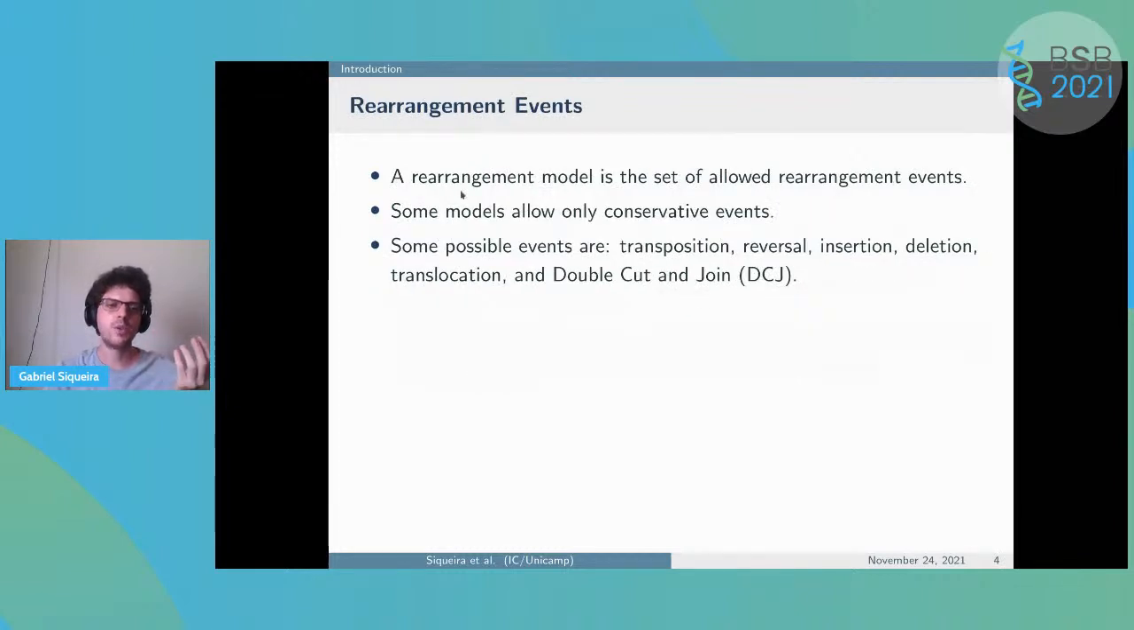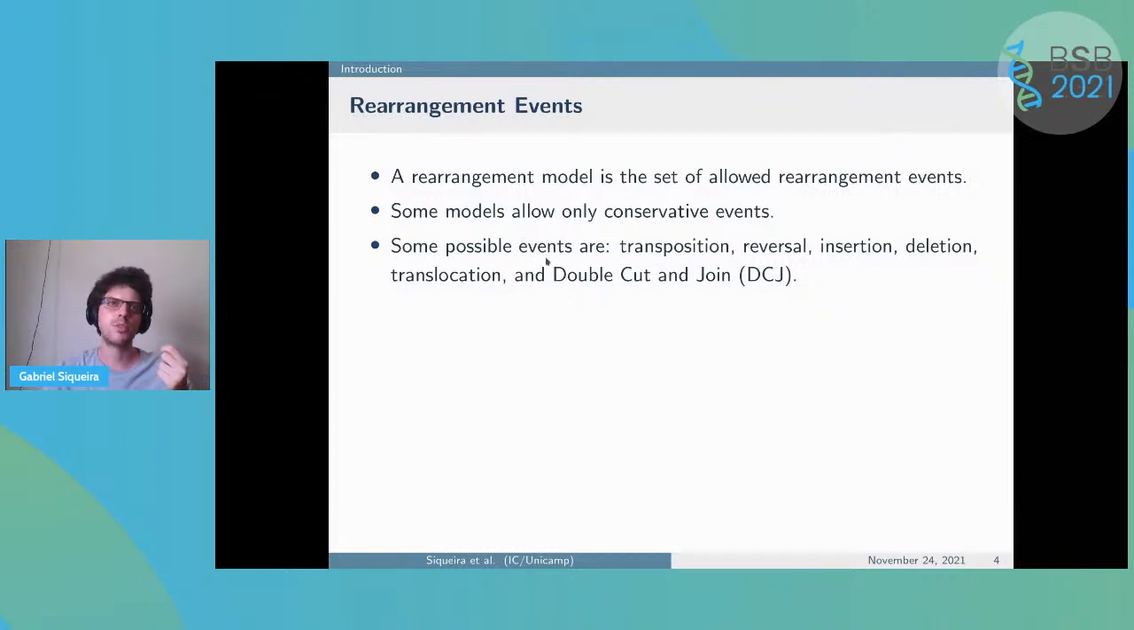There are many different types of rearrangement events. We call rearrangement model a set of allowed events that we're trying to use to transform one genome to another. Some models, for instance, allow only conservative events. Those are events that don't insert or remove genes.